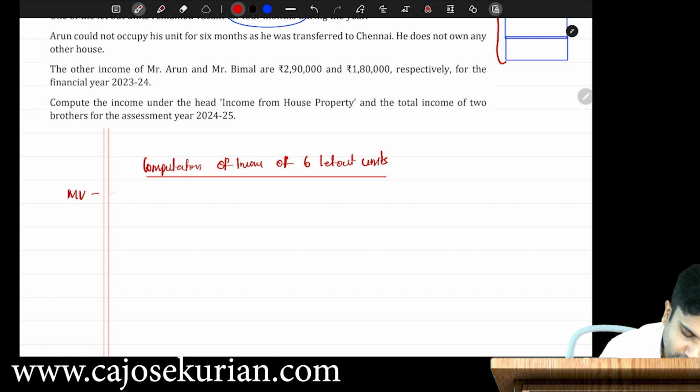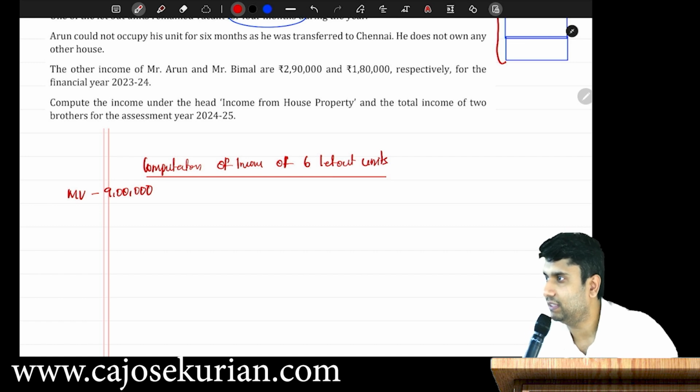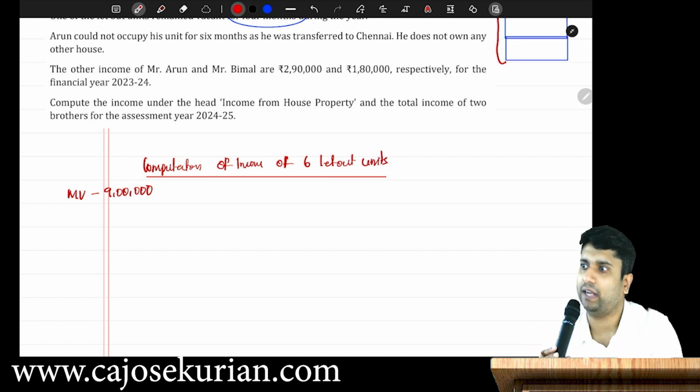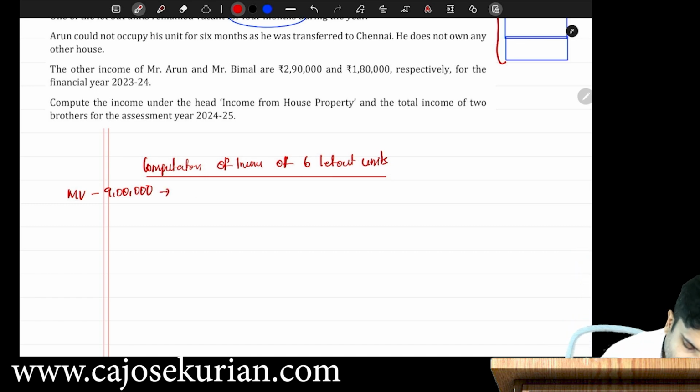Municipal value of the total property is how much? 9 lakhs. Now, is there any standard rent in the question? No. So the expected rent of the whole property will be 9 lakh only. Are you with me? So municipal value will be the expected rent. But how much is the expected rent of the let out portion?